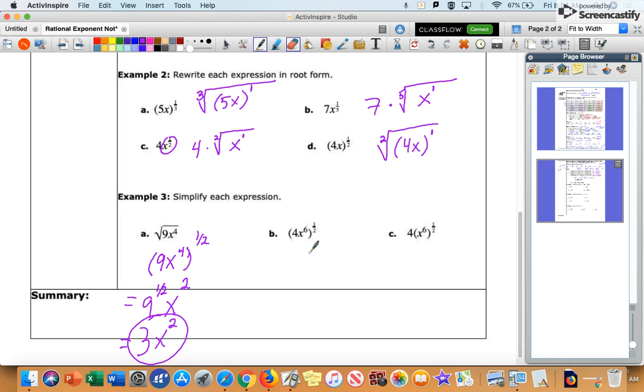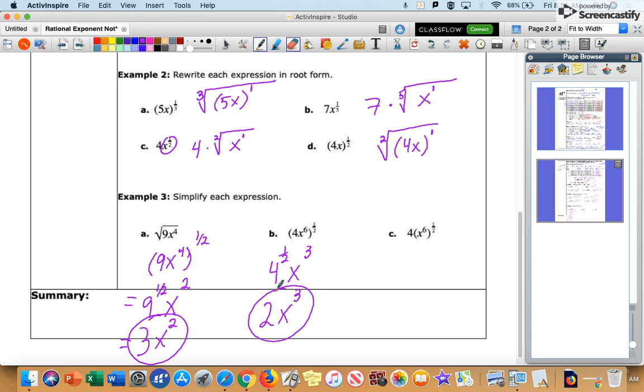Let's do the same thing on the next one. Actually, I don't need to use the root here. So let's just go ahead and straight up with our rules. So that means that 4 is being raised to the 1/2 power, and then x to the 6th to the 1/2. So there's our power to a power rule again. 6 times 1/2, 1/2 of 6 is 3. Remember, this is the same thing as the square root of 4, 4 to the 1/2 power. So that is 2. So 2x cubed would be our simplified final answer.